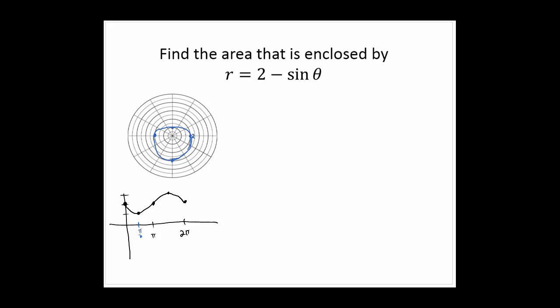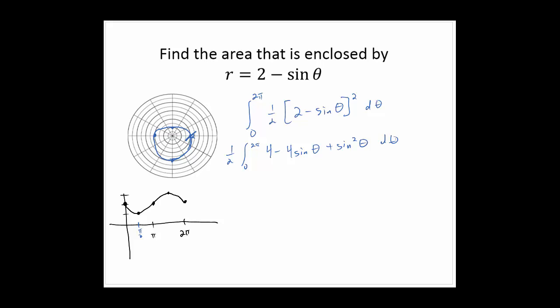But notice that I completed the curve from 0 to 2 pi. So what that tells me is, when I set up my integral, I will integrate from 0 to 2 pi of 1/2 r squared d theta. Again, I can bring the 1/2 out. Integral 0 to 2 pi. And let's see, I'll multiply that out. That's 4 minus 4 sine theta plus sine squared theta d theta.